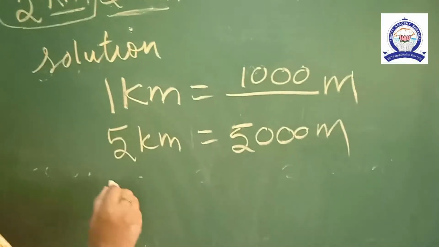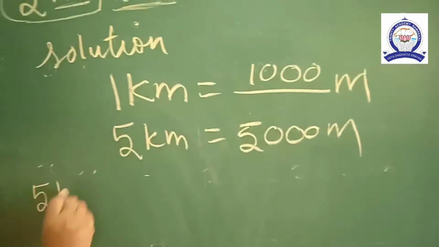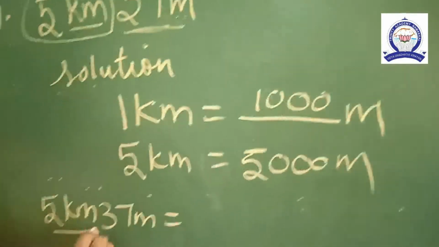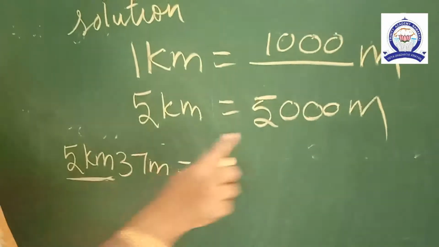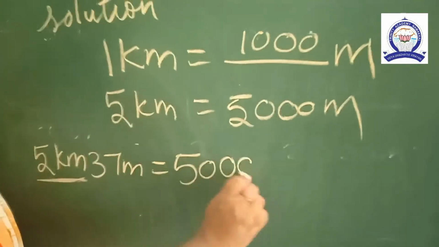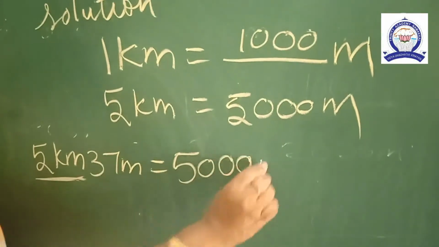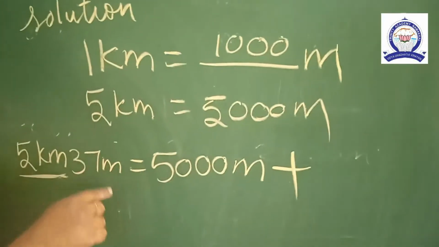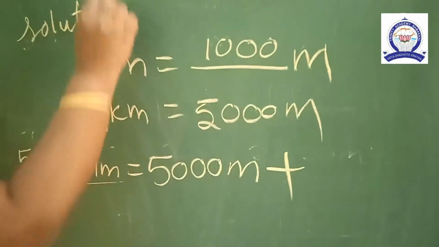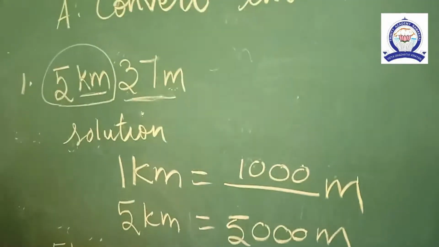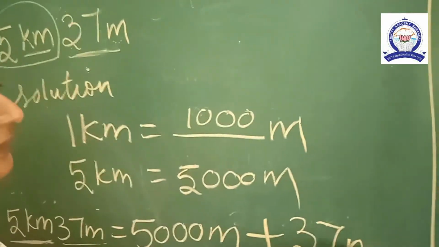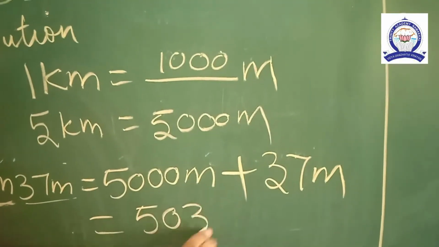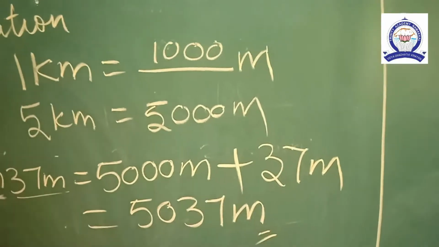Therefore, you write the given question, 5 kilometer 37 meter, that is equal to 5 kilometer converted, which is 5000 meter, plus you add 37 meter. Already 37 is in meter, so you keep it the same. Now you add 5000 plus 37, that is 5037 meter. This is your answer.